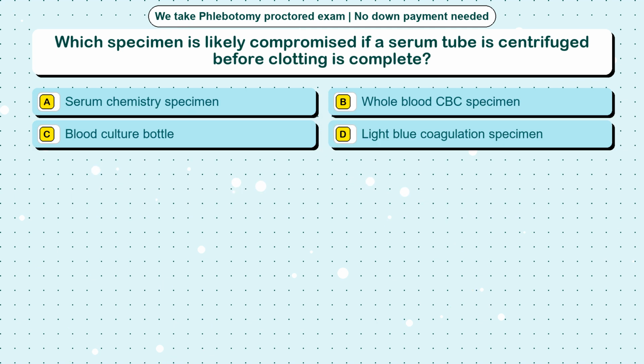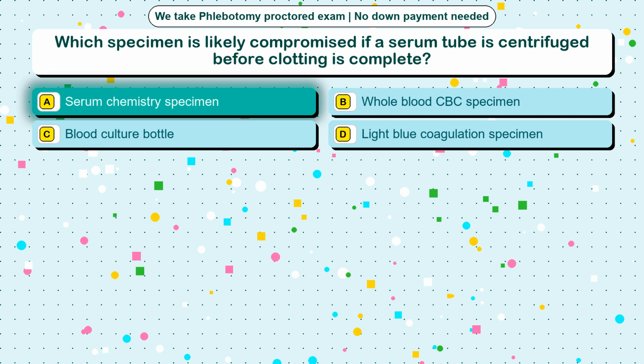Question 53. Which specimen is likely compromised if a serum tube is centrifuged before clotting is complete? Option A, serum chemistry specimen. Option B, whole blood CBC specimen. Option C, blood culture bottle. Option D, light blue coagulation specimen.